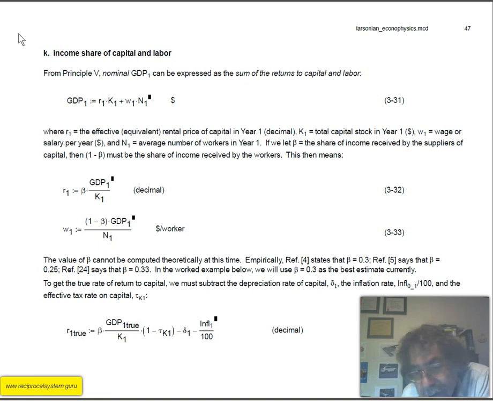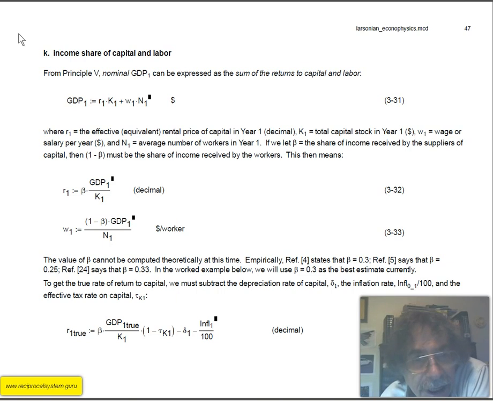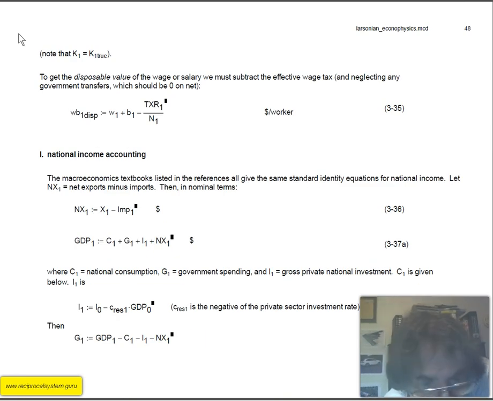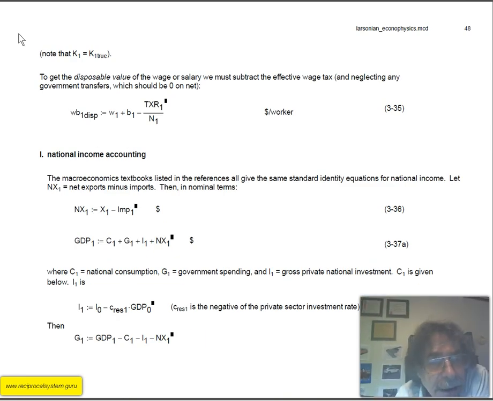To get the true rate of return to capital, we must subtract the depreciation rate of capital delta, the inflation rate, which is inflation sub r divided by 100, and the effective tax rate on capital, which is tau sub K1. So there's the equation for R sub 1 true with all those factors. So that's really the return to capital. And well, I'm going to stop again in this section. By the way, K sub 1 equals K sub 1 true.